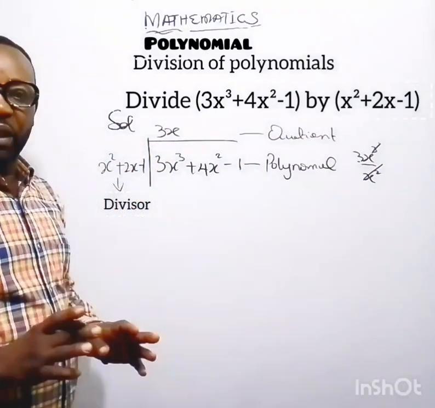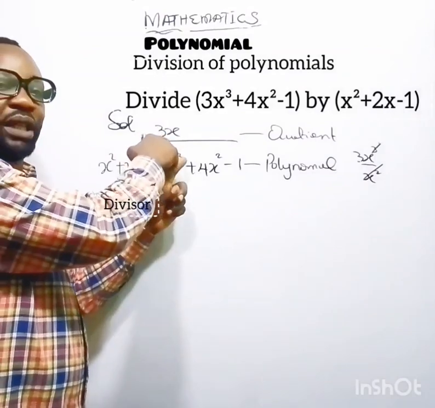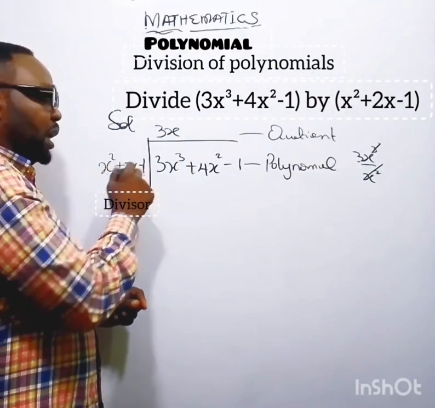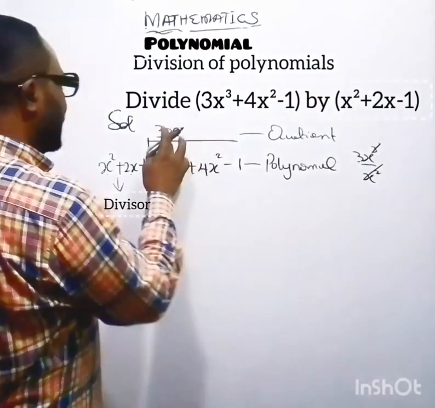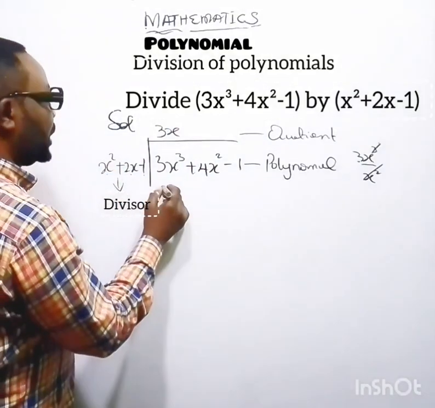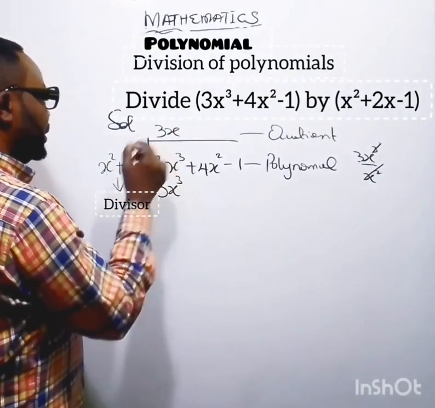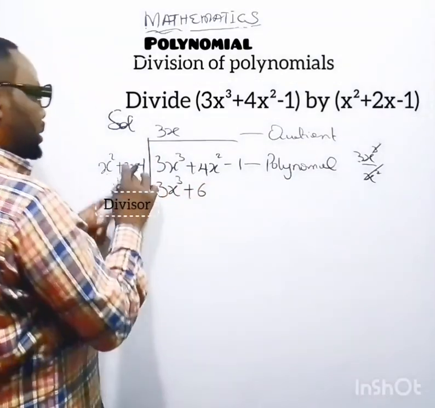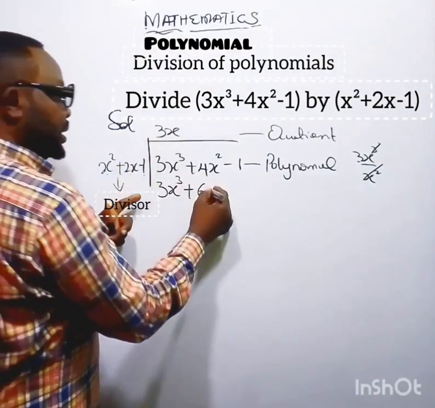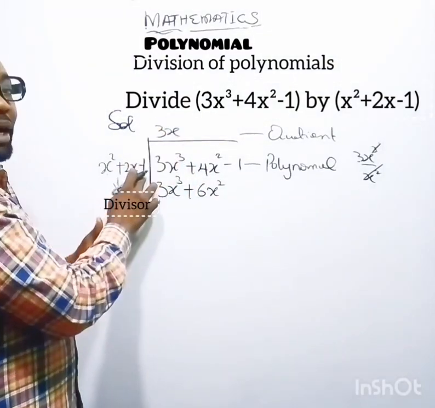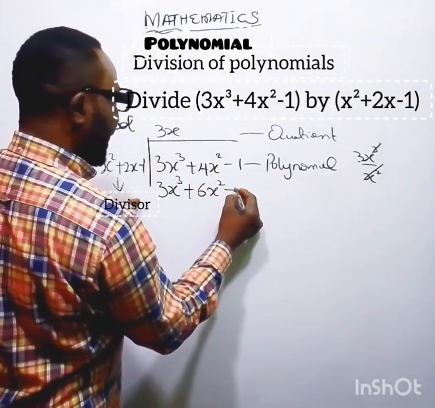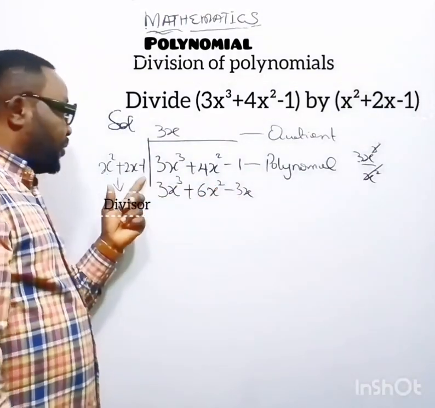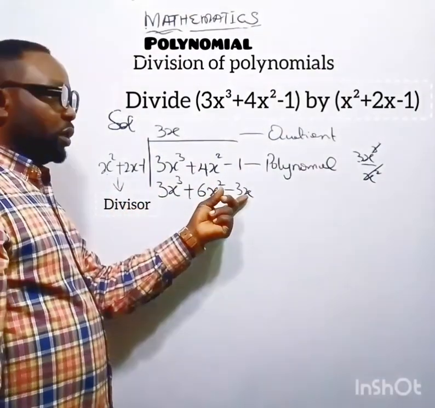After you have gotten the answer like that, what you do now is use this value you get here to multiply all the terms of the divisor. So let's go ahead and do that. 3x multiplied by x squared is 3x raised to the power of 3. 3x multiplied by 2x, 3 times 2, that's plus 6x squared. 3x times minus 1, that is going to be minus 3x. That is the last value we have at the divisor. So we have gotten that here.